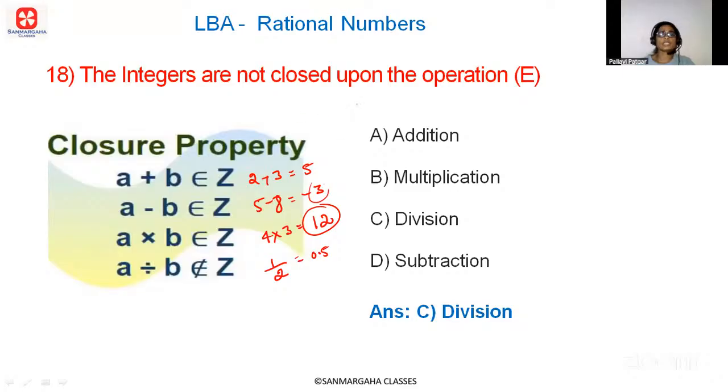In the rational number chapter, look at question number 18. The integers are not closed upon the operation.